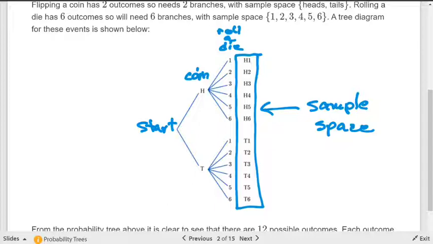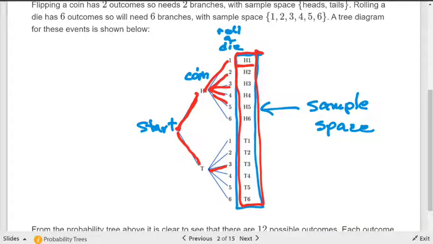So let me change colors here, okay? So let's say we start here, and I go to heads, and then I follow the branch there. That's heads and a 1. If I start at heads and then follow this branch, that's a heads and a 2. And heads and a 3, 4, blah, blah, blah. So what if I do this branch? Tails and a 3. And that's all you have to do. And then what you have is the entire sample space.